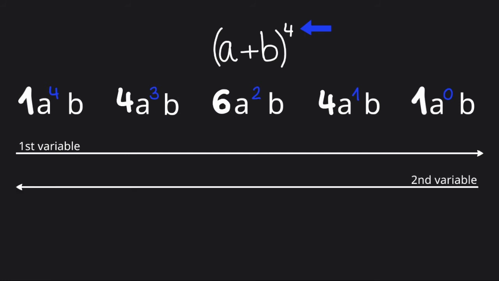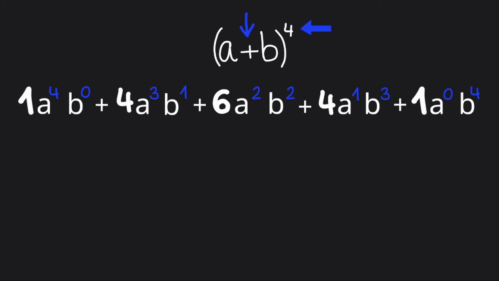Now, to find out what sign comes between these different parts, you have to look at the sign in the binomial. In this case, it's a plus, so we put a plus between our different parts. If this plus were a minus, we would alternate between putting a minus and a plus.